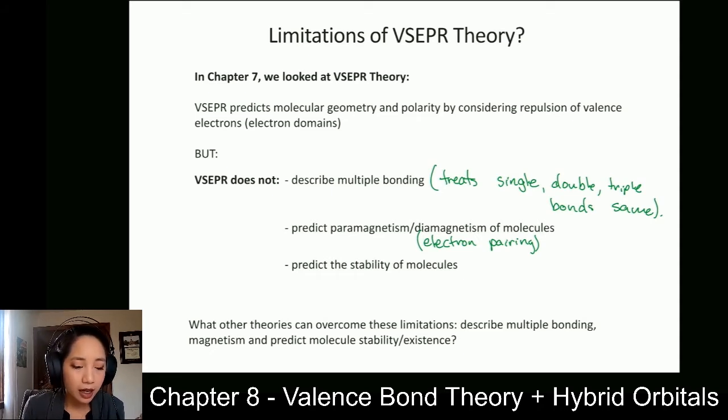And then lastly, VSEPR theory does not predict the stability of a molecule, meaning, does that molecule even exist? You can draw the Lewis structure, but does the molecule actually exist in nature? With these new theories, we'll be able to address each of these three limitations of VSEPR theory.